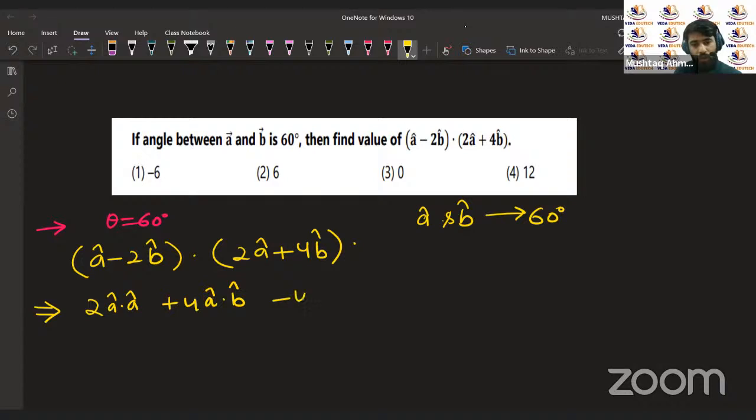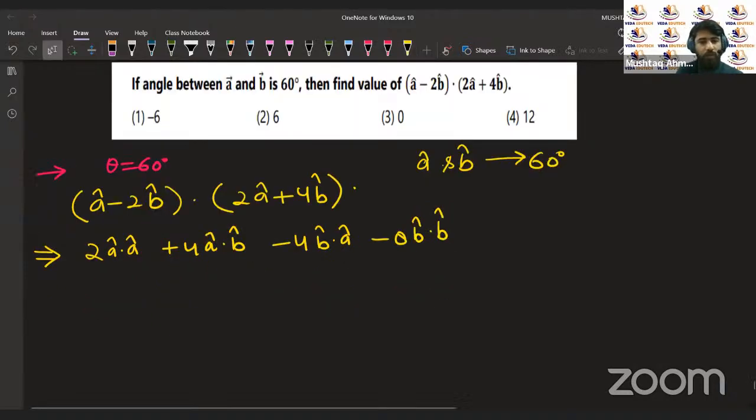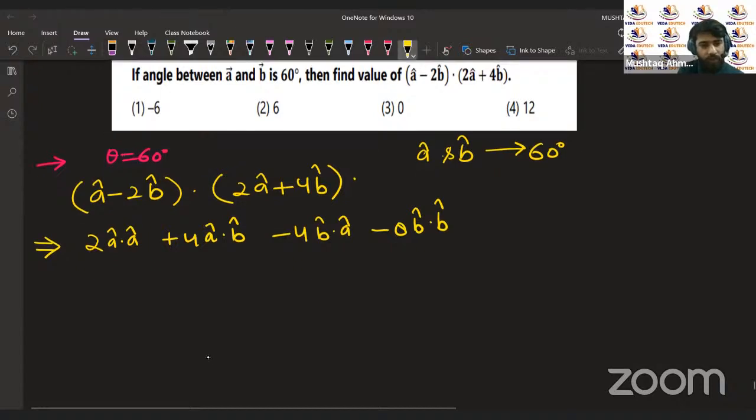It will be minus 4 b cap dot a cap, and minus 2b cap dot with 4b cap, it will be minus 8 b cap dot b cap. So a cap dot a cap is the mod of a squared. These are unit vectors, so the magnitude of a dot a is going to be 1. So it will be 2 into 1 here, plus 4 times a cap dot b cap.